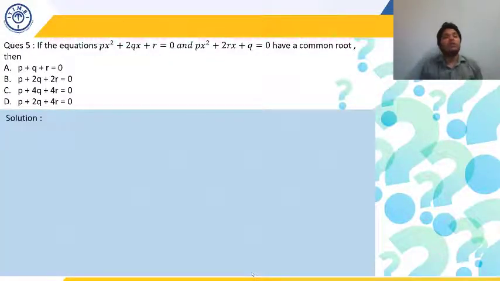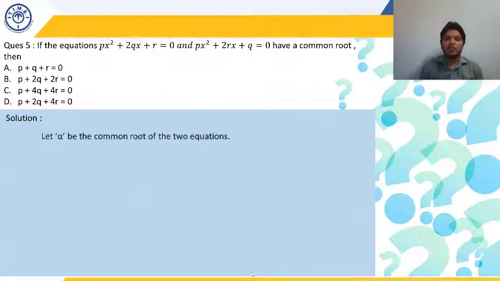We do not know which one is the common root here, so let's take alpha as the common root. Let alpha be the root of the first equation as well as the root of the second equation. So let alpha be the common root of the two equations given to us. If alpha is the common root, then alpha will satisfy these two equations.